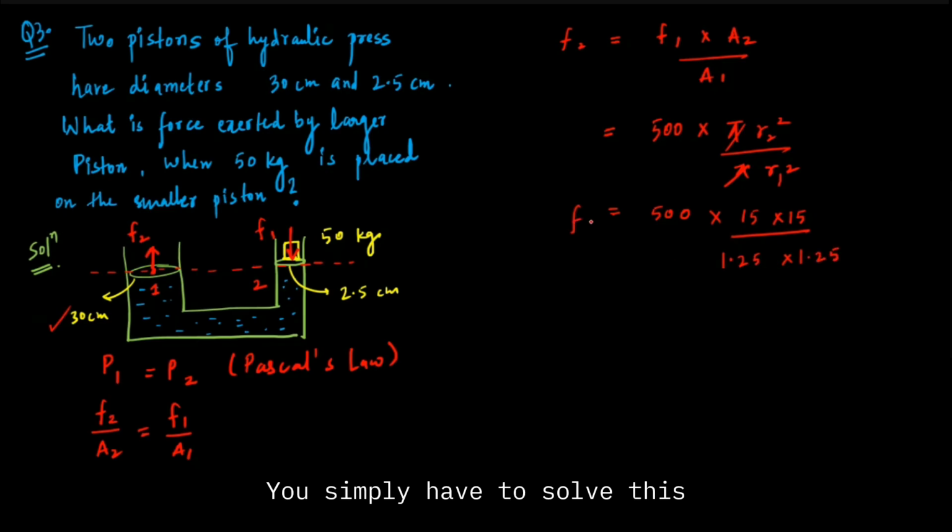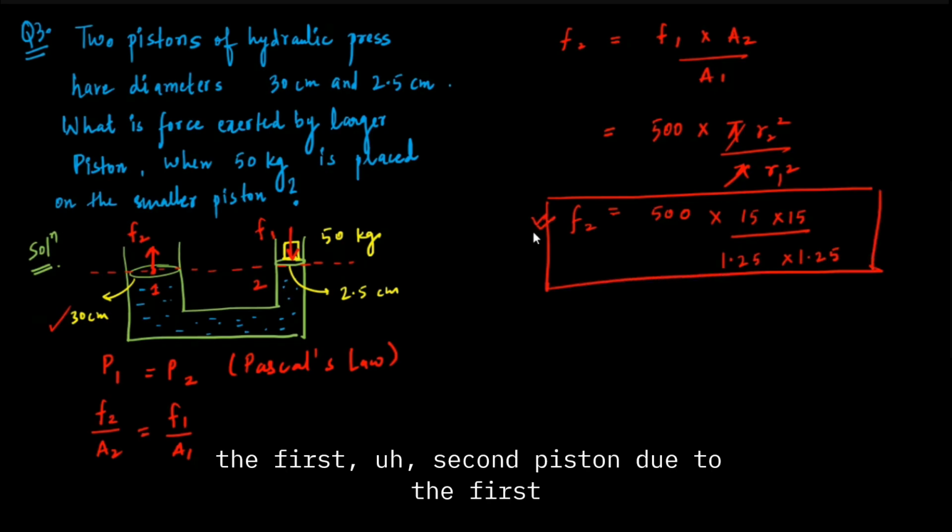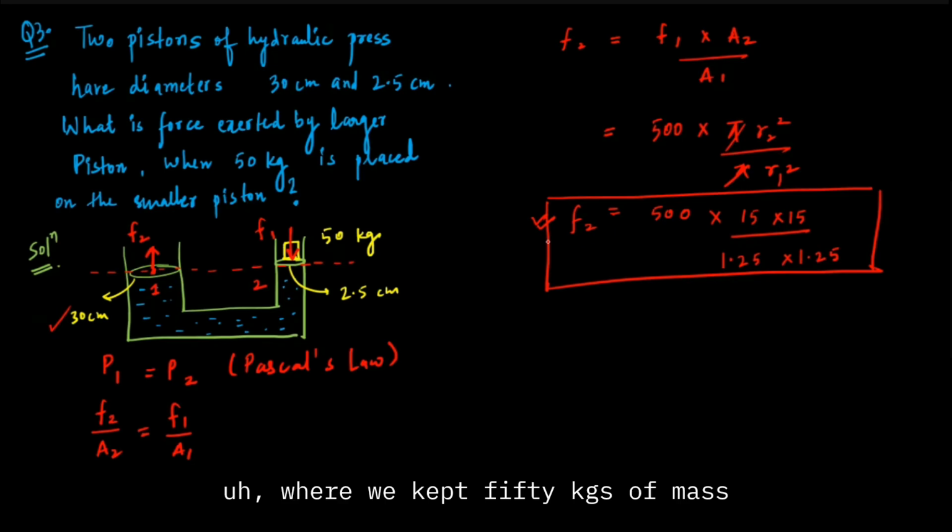You simply have to solve this and you will have the force exerted on the second piston due to the first one, where we kept 50 kgs of mass. Solve it and tell me what should be the exact answer.